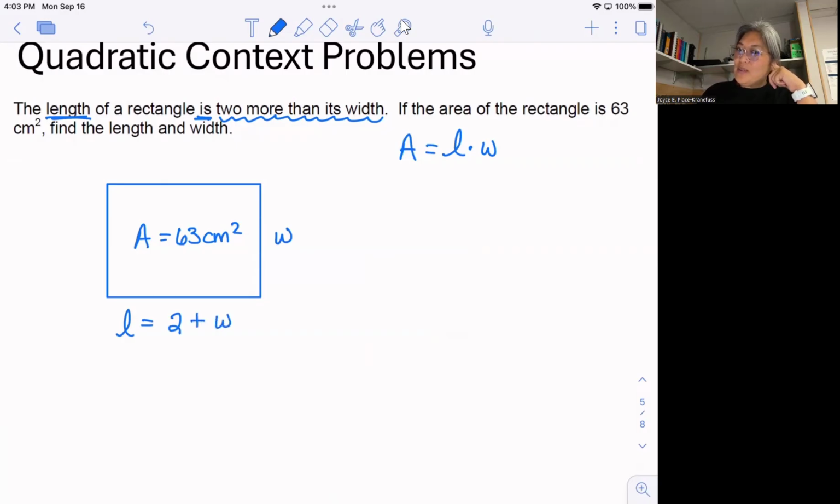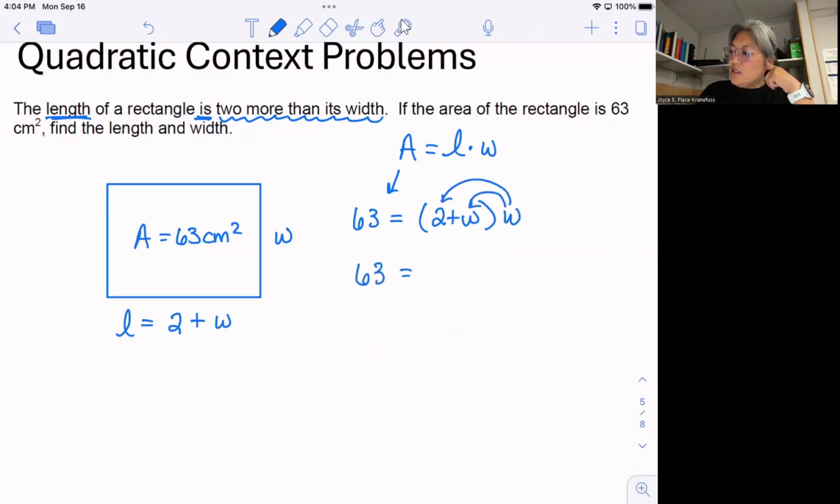So now we're just going to substitute this stuff in. We're going to replace area with 63. We're going to replace the length with 2 plus the width. We're going to replace the width with the width. And now we're going to solve this equation because I'm going to distribute. 63 is 2w plus w squared.